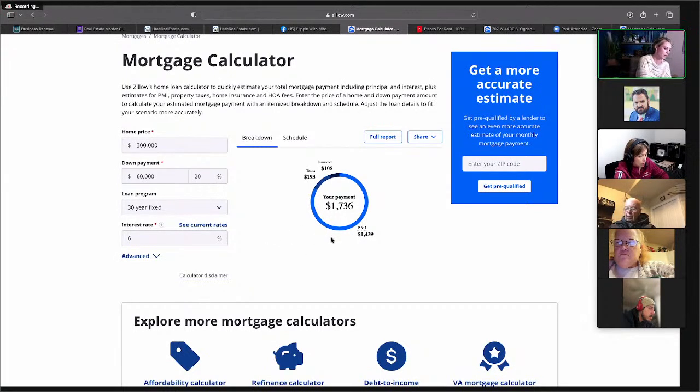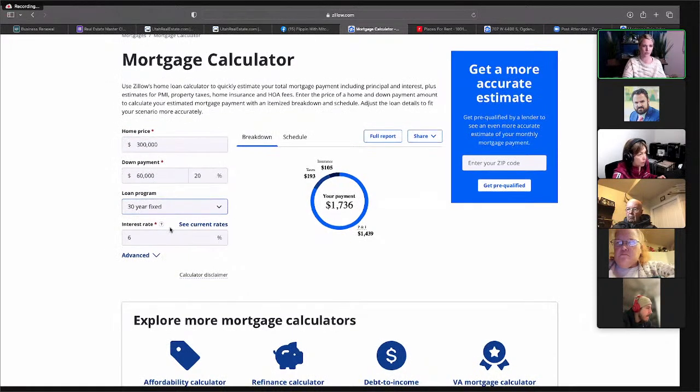Okay. So in this case, let me rewrite this number. So we're at 1736 now. And we'll always do a 30-year fixed, just for now. Obviously, these are all things that can be negotiated. The down payment is negotiable when you're doing seller finance. The purchase price is negotiable. The term is negotiable, right? And the interest rate is negotiable. So all four of these are negotiable.